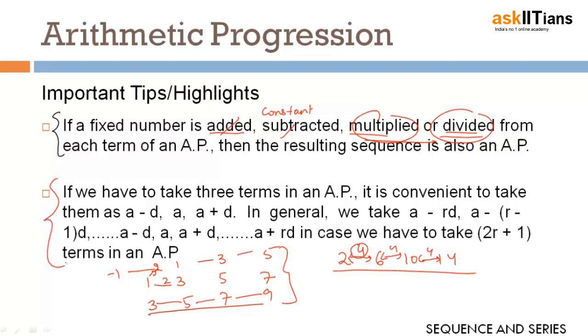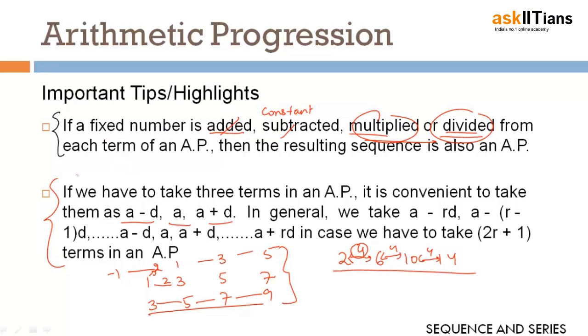The second property simplifies things when the question says we have to take the first 3 terms, or middle 3 terms, or 5 terms in AP, and some relation is given, which we will see through an example later on. For now, see why it is convenient to take this as the 3 terms. Suppose you have to take the first 3 terms of an AP, and the sum is given to be 12 and the product is given to be 48.